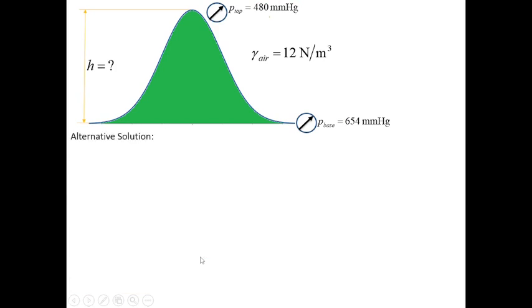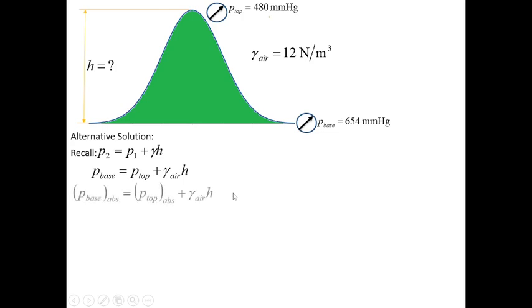Alright, there's an alternative solution to this problem. Recall that P2 equals P1 plus gamma H. The pressure at the base equals the pressure at the top plus the unit weight of air times H. So in absolute form, we have this formula. Then we subtract the pressure at the top from the pressure at the base. Then we divide it by the unit weight of air to get the approximated height.